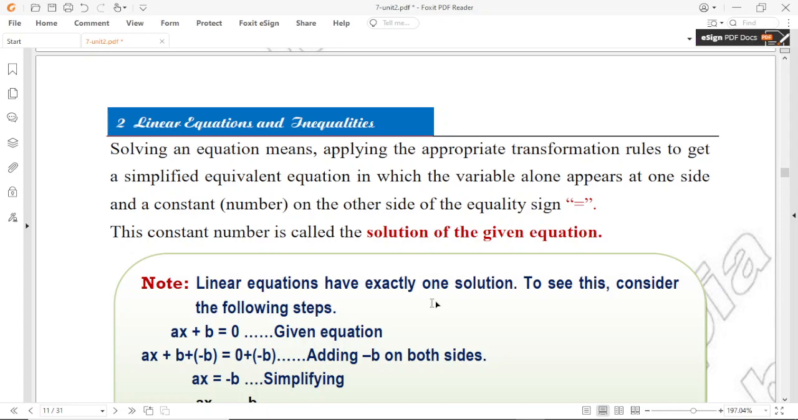For example, a quadratic would have two solutions. So to see this, consider the following steps. So here the form of a linear equation is this: ax plus b which is equal to 0, this is the given equation. ax plus b plus in bracket minus b which is equal to 0 plus bracket minus b. So what is this? Adding minus b on both sides.